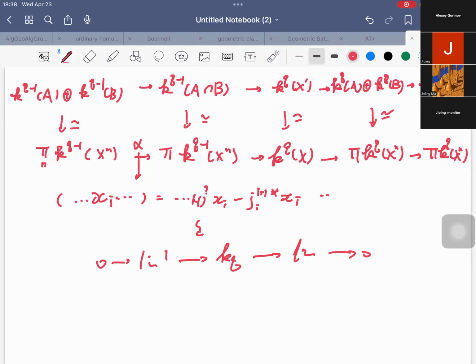For cohomology, we have this exact sequence, and we want to identify the image of alpha with lim 1 and the kernel of beta, which is the map on the right, with lim 0. So how do we do that?